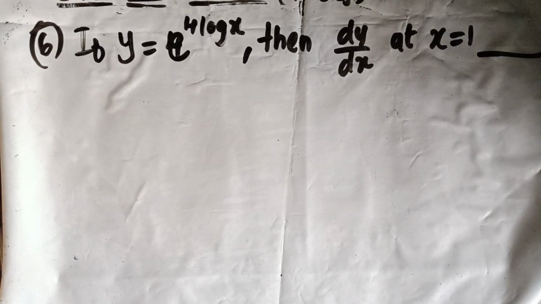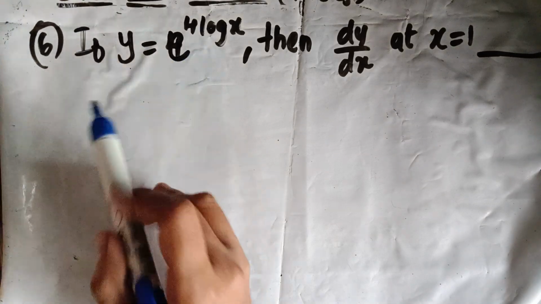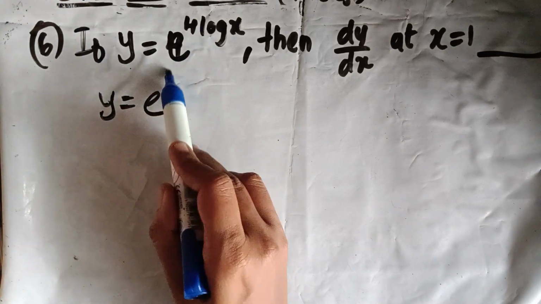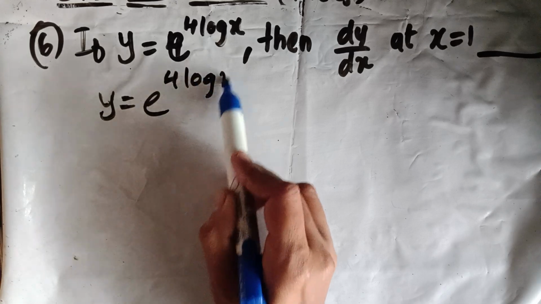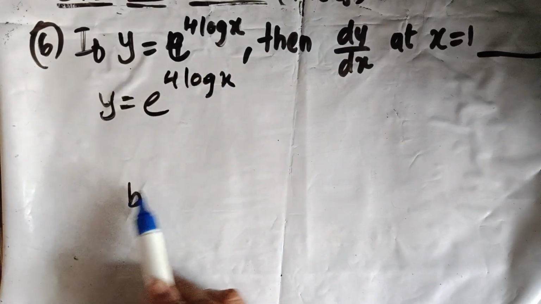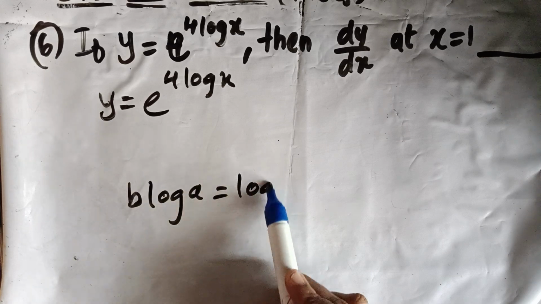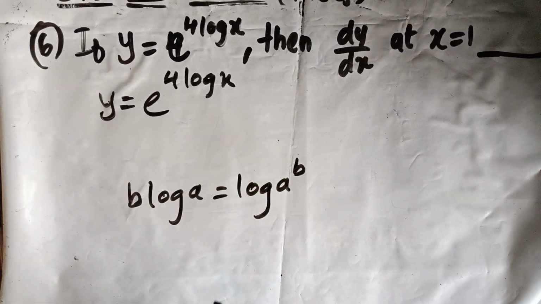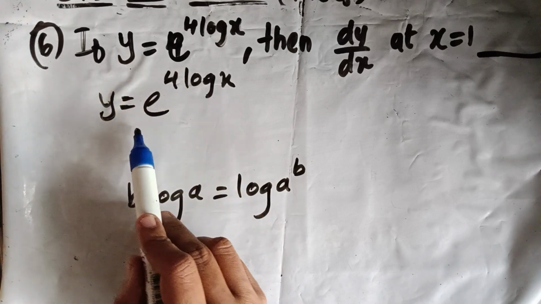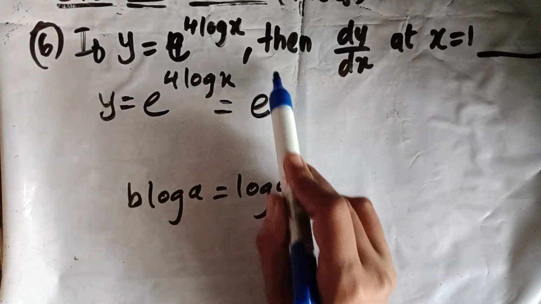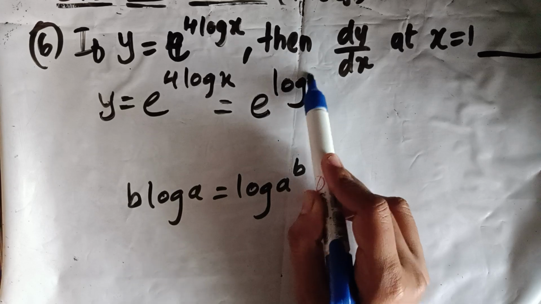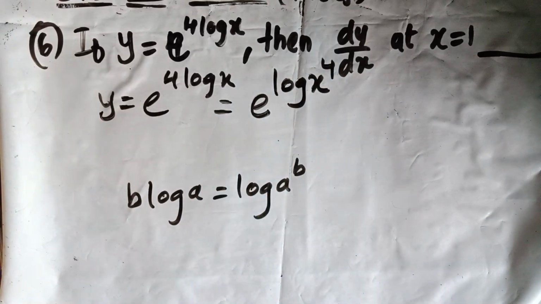Next question, if y is equal to e raised to 4 log x, then dy by dx you have to find at x equal to 1. So y is equal to e raised to 4 log x. Now we know that b log a can be written as log a raised to b. Right? So you can write here e raised to log x raised to 4.